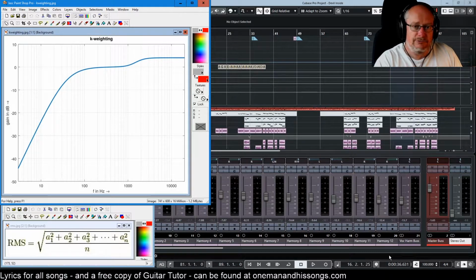If you apply that graph to the monitor, don't forget this is a graph that's applied to the monitoring process. We're talking about metering here. I'm not talking about applying this EQ to your actual sound.